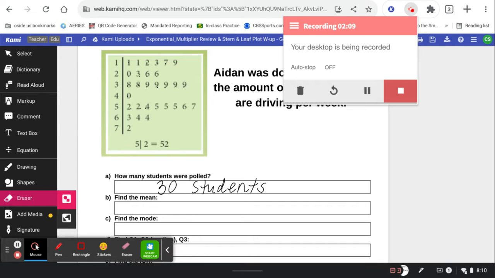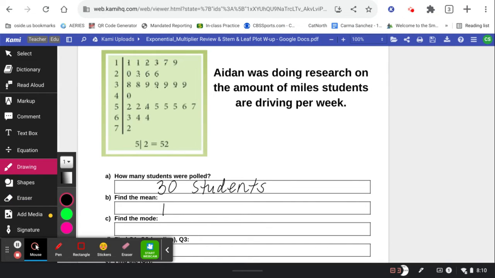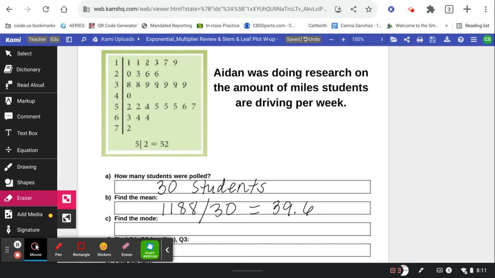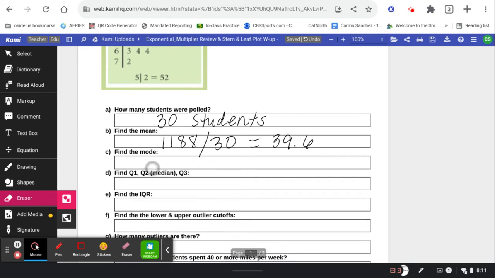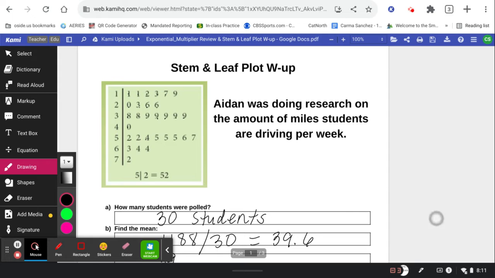Okay, so really do that a couple times and make sure that you get the same number a couple times. I'm getting 1188 divided by 30, which is going to give us a mean of 39.6. Okay, mode, did you notice when you were adding that 39 was happening the most? So 39, that's right up here.